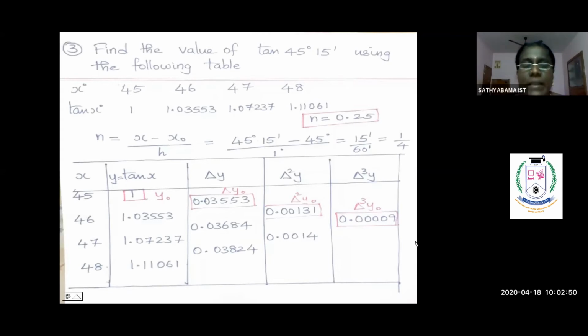So I'm going to calculate what n is first. What is n by formula? x minus x naught by h. So initial checkings are over. The x entries are equally spaced. So I'm going to use Newton's formula. The next one is, I'm having what is tan x.